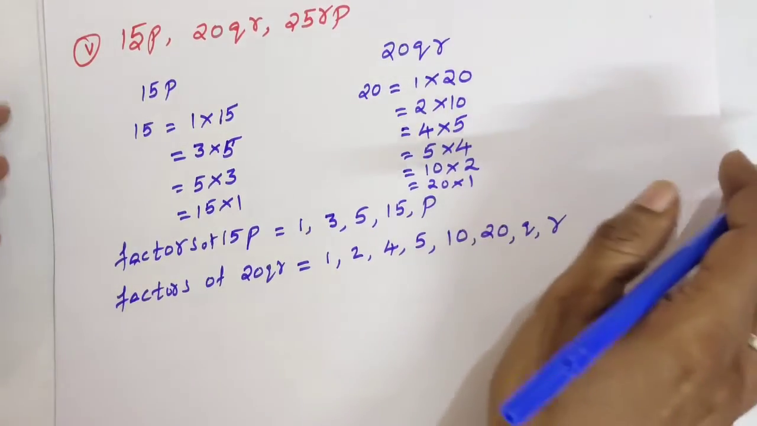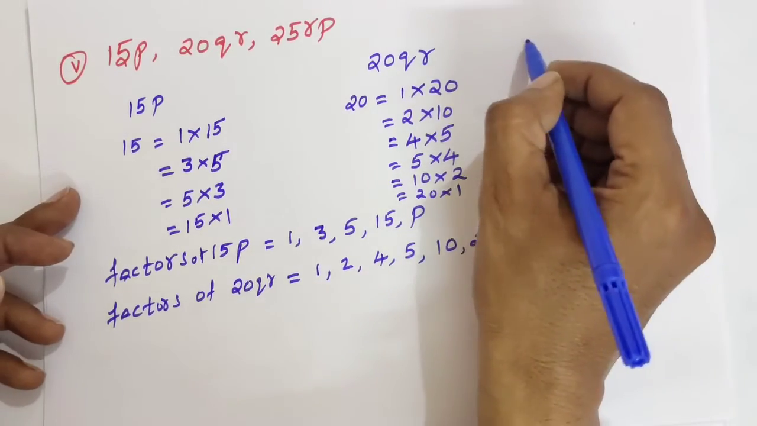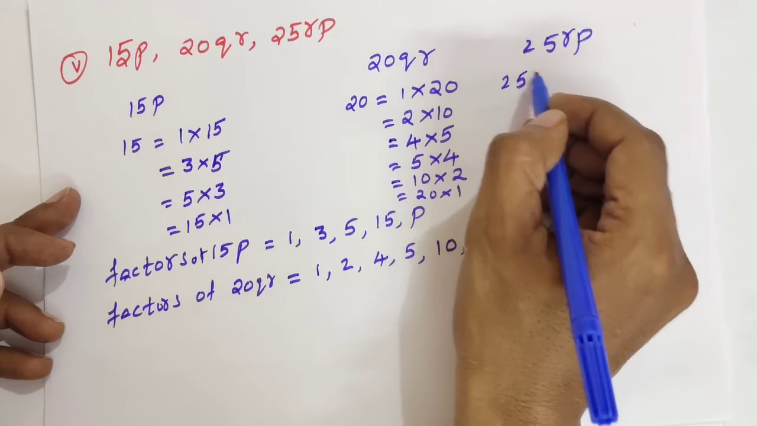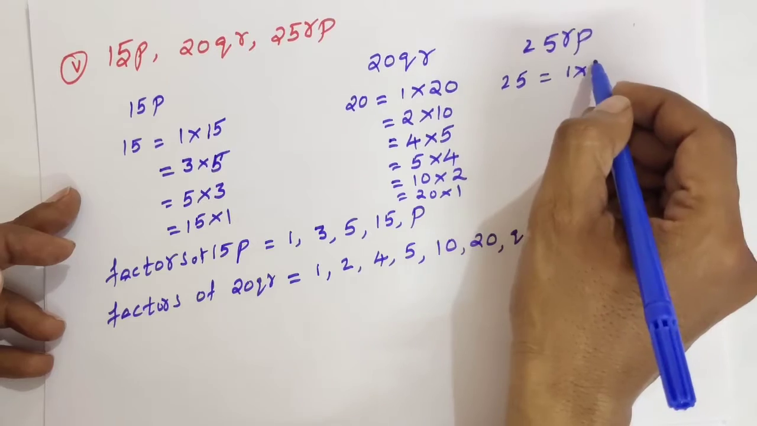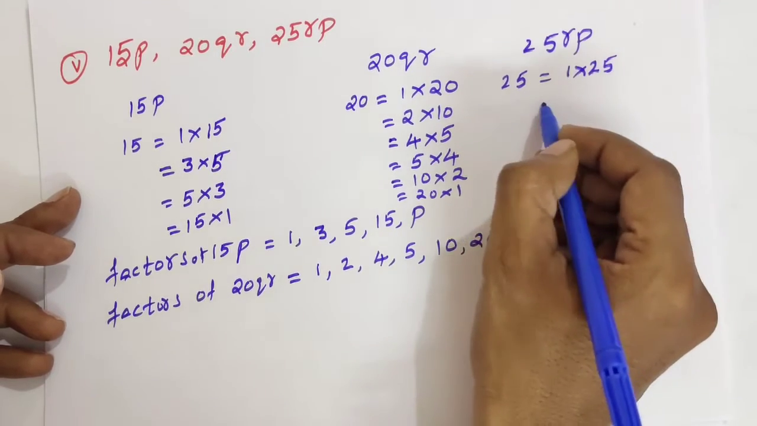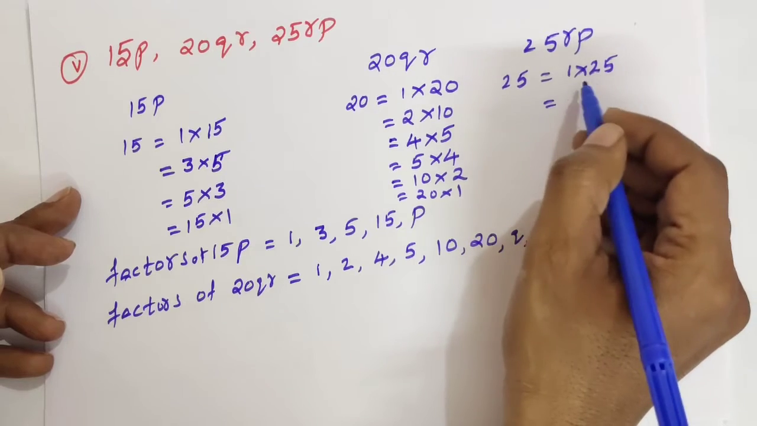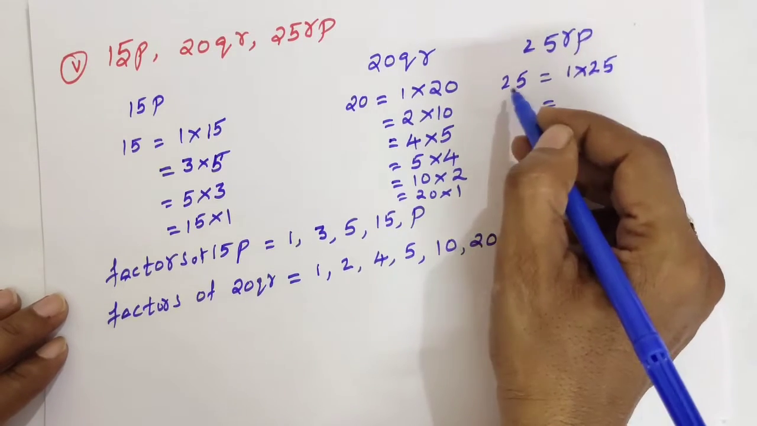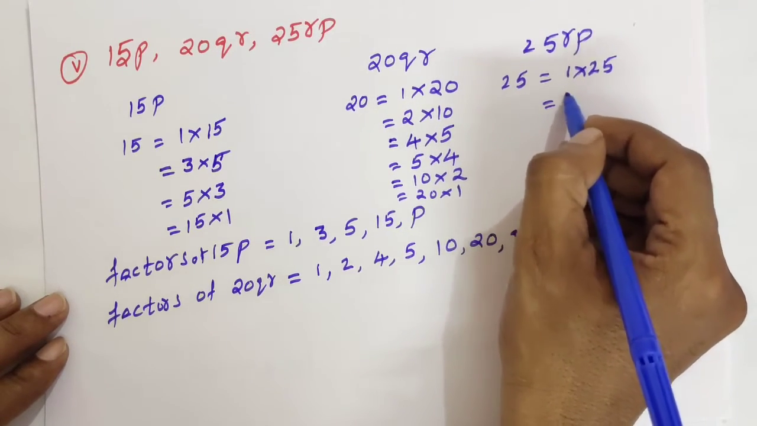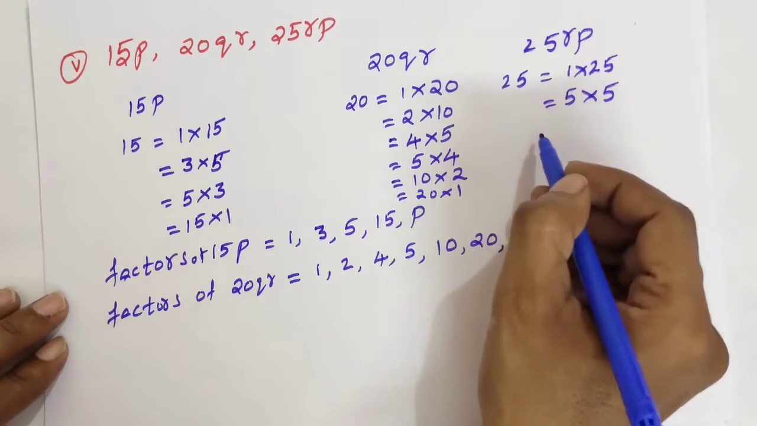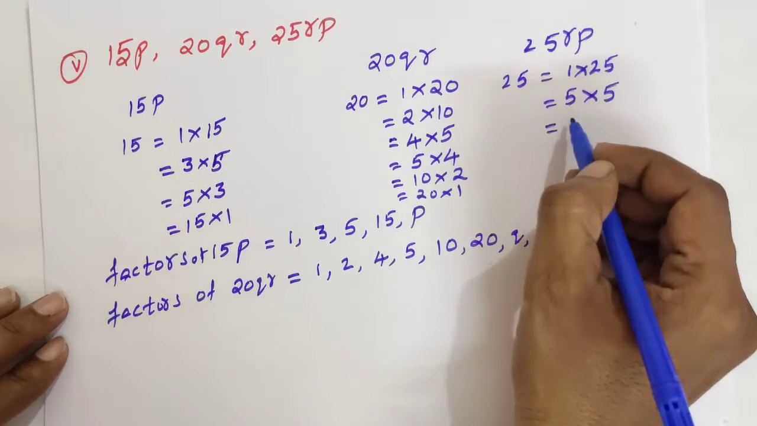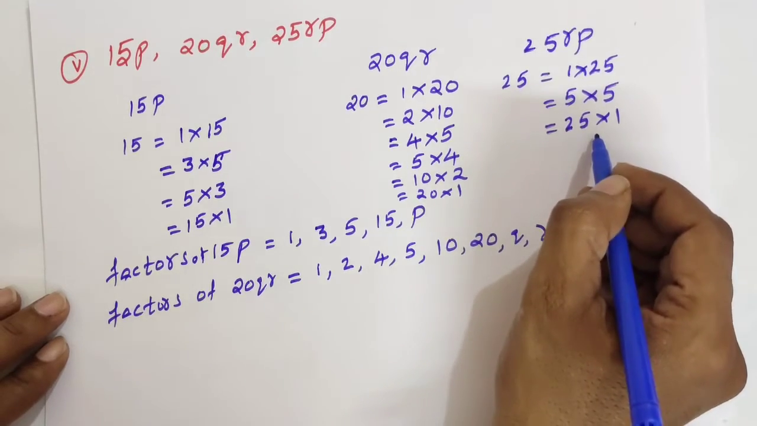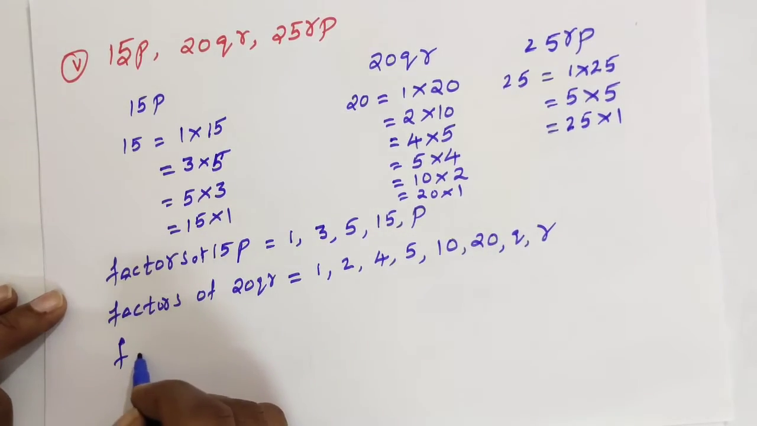Now see the third term, 25rp. Again start with the same 1 table by taking 25. So 1 25. 2, 3, 4 don't have factors, that means 25 does not have the factors 2, 3 and 4. So just simply go through the 5 table, 5 5s. Okay children, then here again break directly, 25 1. Now the factors of 25rp.